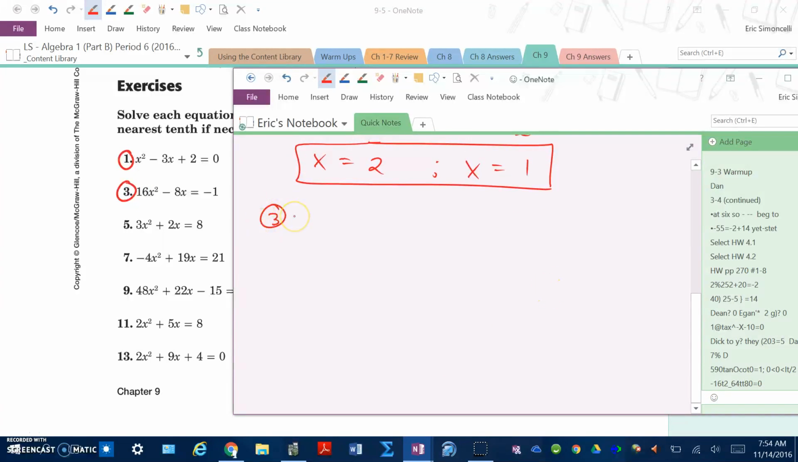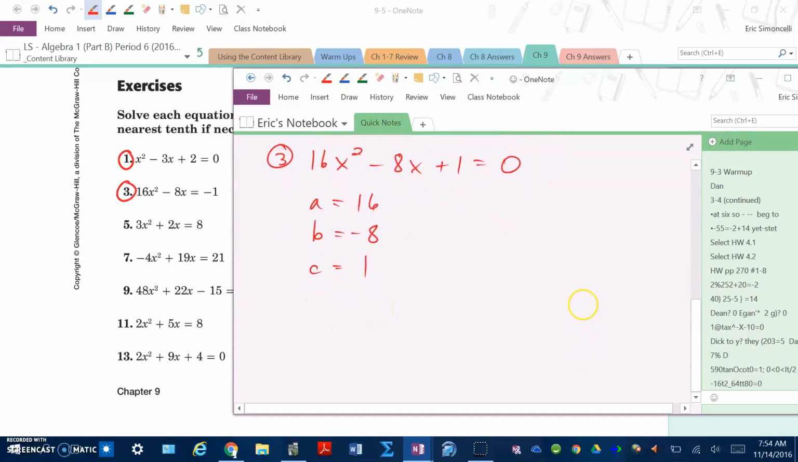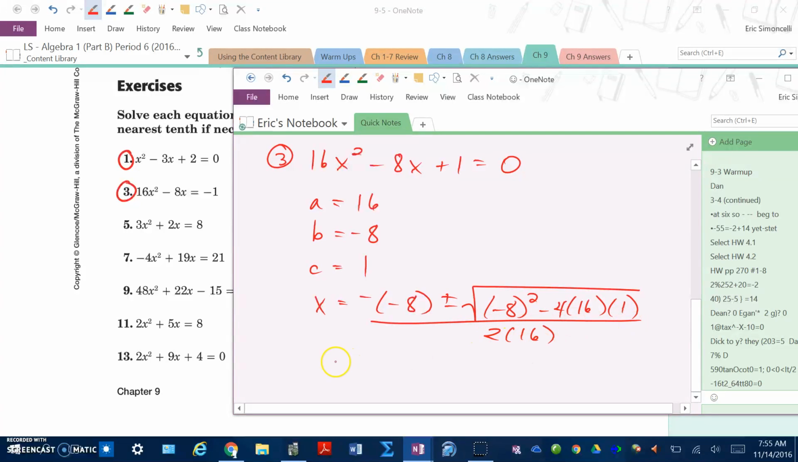16x squared minus 8x equals -1. First step, we want to set this equation equal to 0, so we'll simply add 1 to both sides. We identify a, b, and c. A is 16, b is -8, and c is 1. We go through the quadratic formula. x equals -b, so negative of -8, plus or minus square root of b squared, so -8 squared, minus 4 times a, which is 16, times c, which is 1, all over 2 times 16.